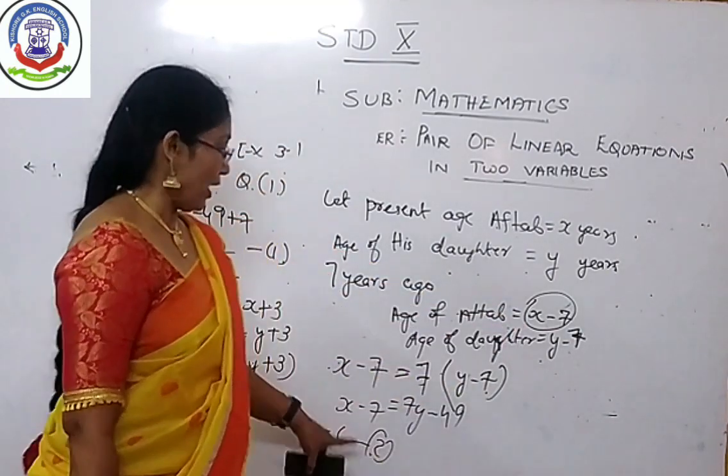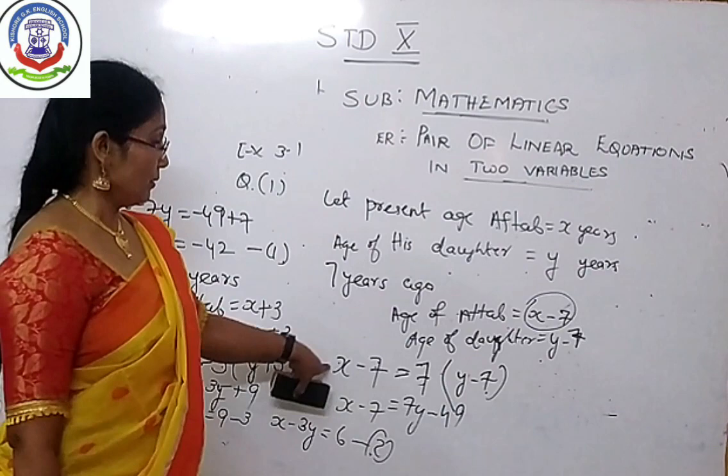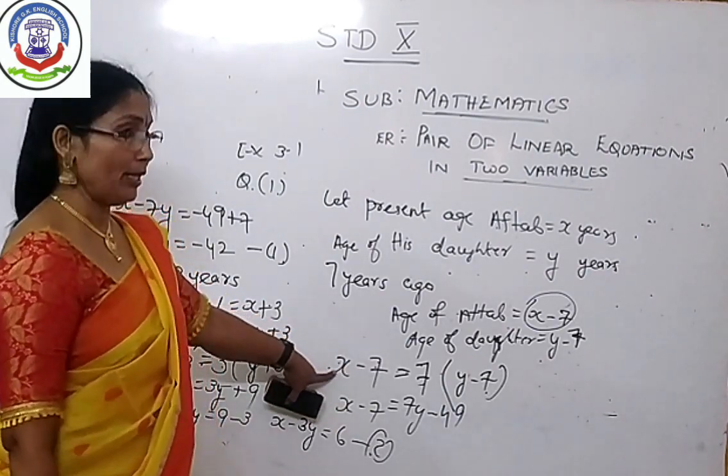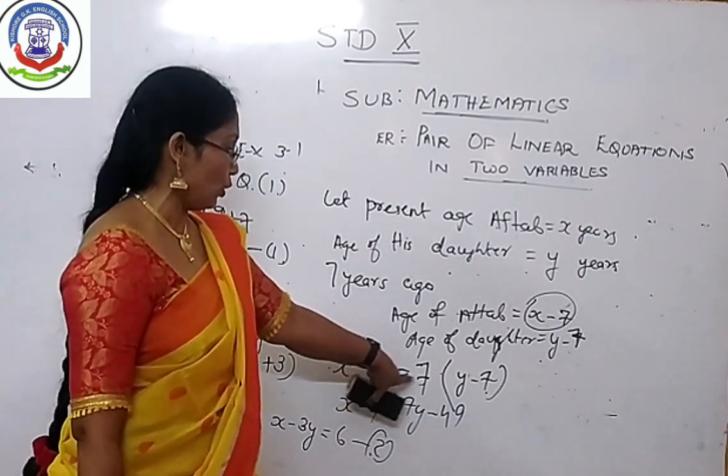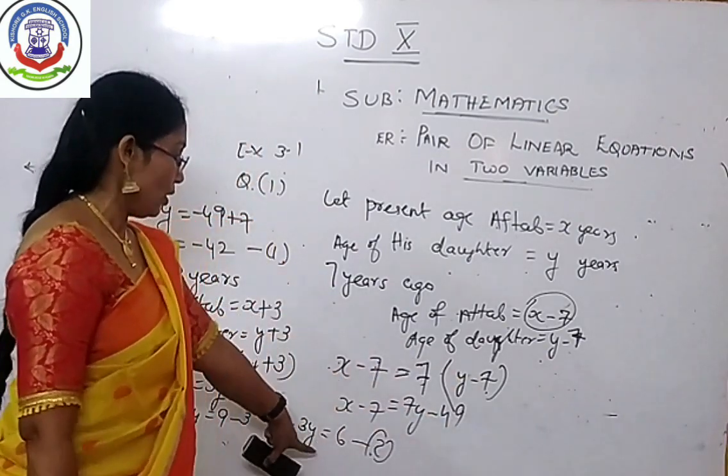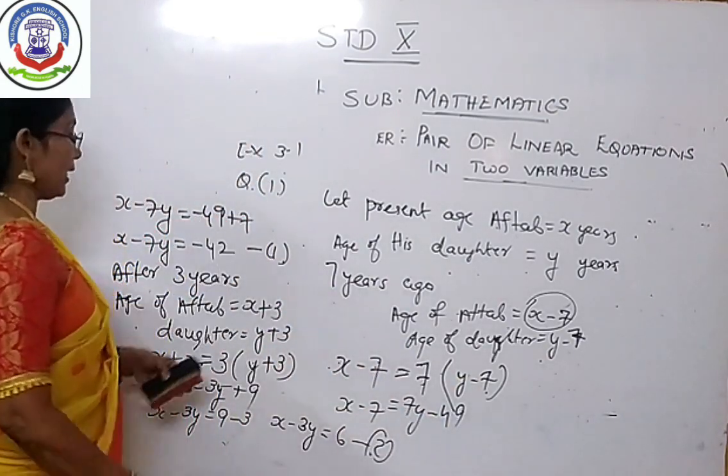Age of daughter was y minus 7. According to the question, when you are doing this one, it will come x minus 7 is equal to 7 times y minus 7. You will get one equation here like this way.